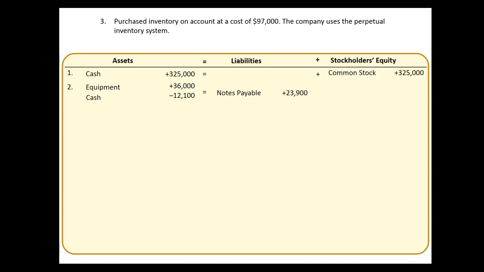Third, we purchased inventory on account at a cost of $97,000. The company uses the perpetual inventory system. So inventory is an asset. It increased by $97,000. But we purchased these on account, which means we owe the money. So our accounts payable, which is a liability, also increased by the same amount, $97,000.